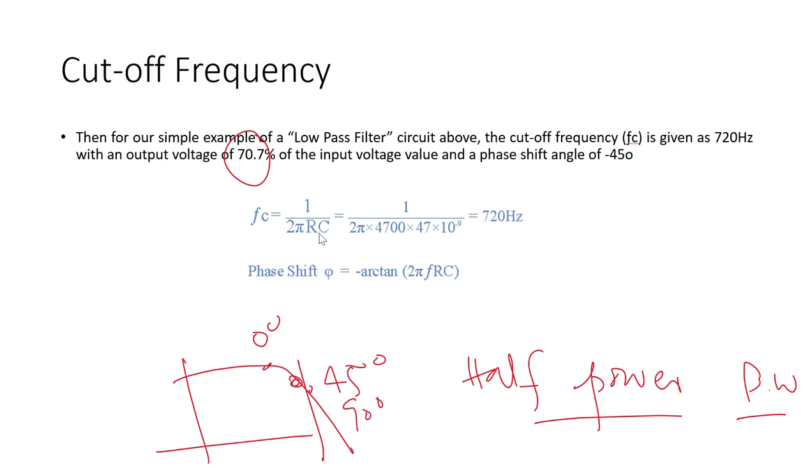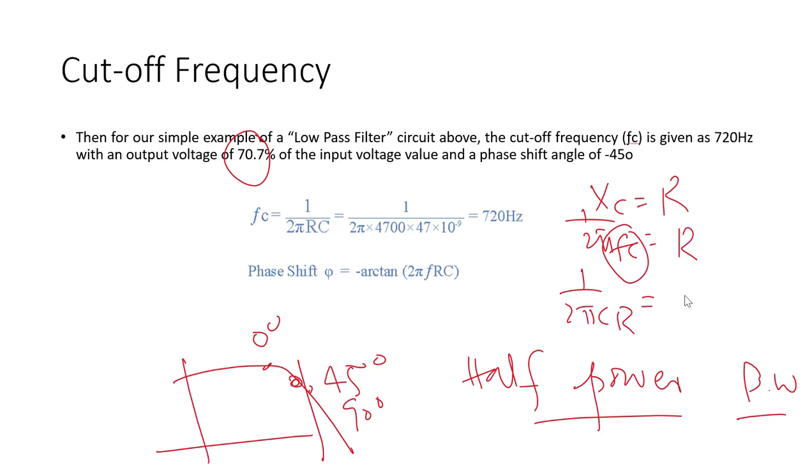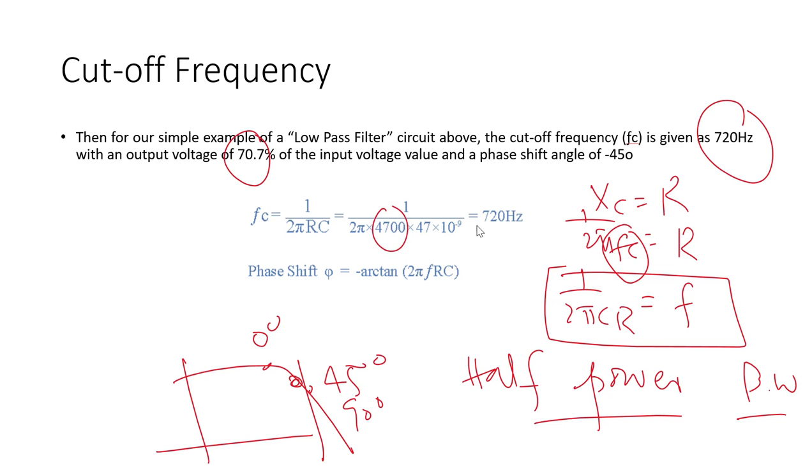How will we define cutoff frequency? Xc is equal to R, and 1 over 2 pi Fc C is equal to R. Now separating F, 1 over 2 pi RC is equal to F. So this is our cutoff frequency. For the same circuit that we discussed, the cutoff frequency is at 720 Hertz. How did we calculate that? We had 4K7 ohm resistance and 47 nano farad capacitance, and we put that in this equation for Fc, and we got 720.